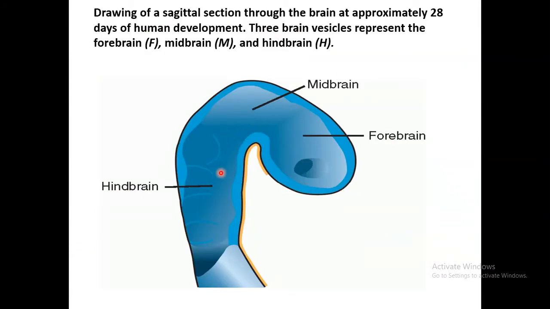In this section, when the embryo undergoes folding, known as head and tail folding or cephalocaudal folding, the neural tube gives rise to three primary brain vesicles: forebrain, midbrain, and hindbrain. The forebrain is also known as the prosencephalon, the midbrain is known as the mesencephalon, while the hindbrain is known as the rhombencephalon.